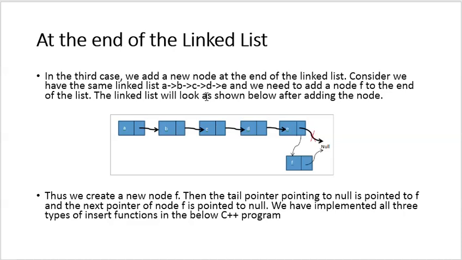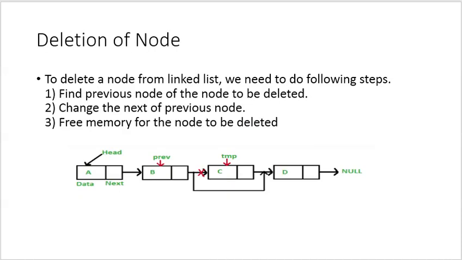So in the third case we add a new node at the end of the linked list. Consider we have the same linked list, which consists of the nodes ABCDE, and we need to add a node F to the end of the list. The linked list will look as shown below after adding the node. Thus we create a new node F, then the tail pointer pointing to null is pointing to F, and the next pointer of node F is pointing to null, because as we already know, the last node pointer is pointing to null. So our last inserted node pointer should be pointing to null. We have implemented all three types of insert functions. So like this you can also implement it in code.